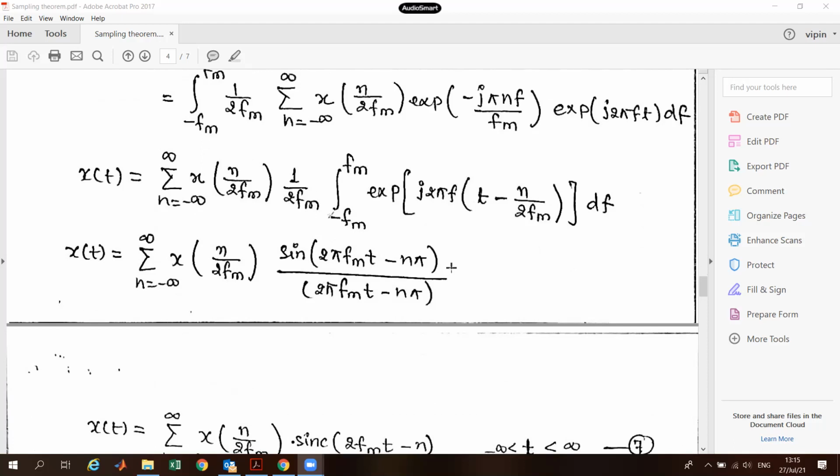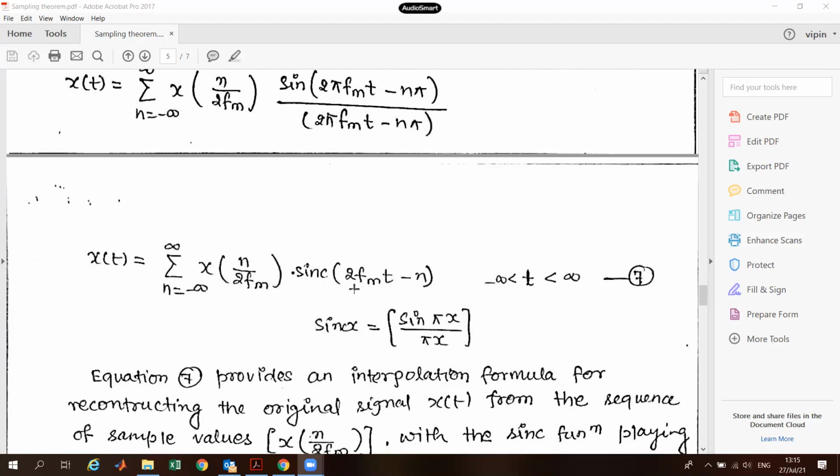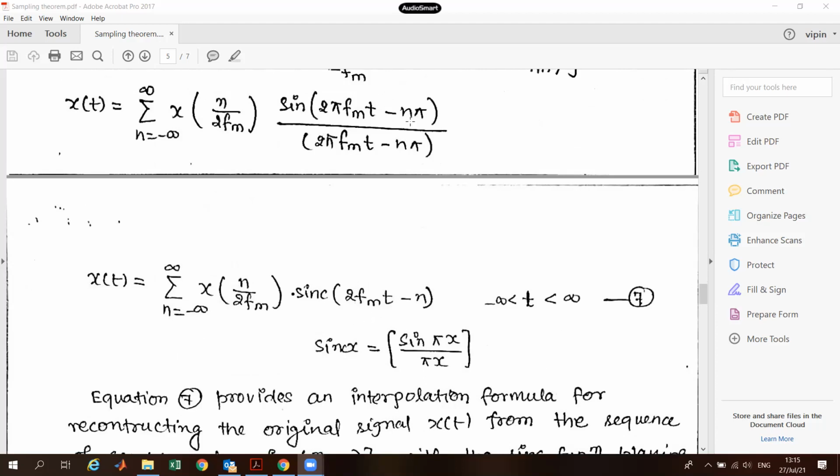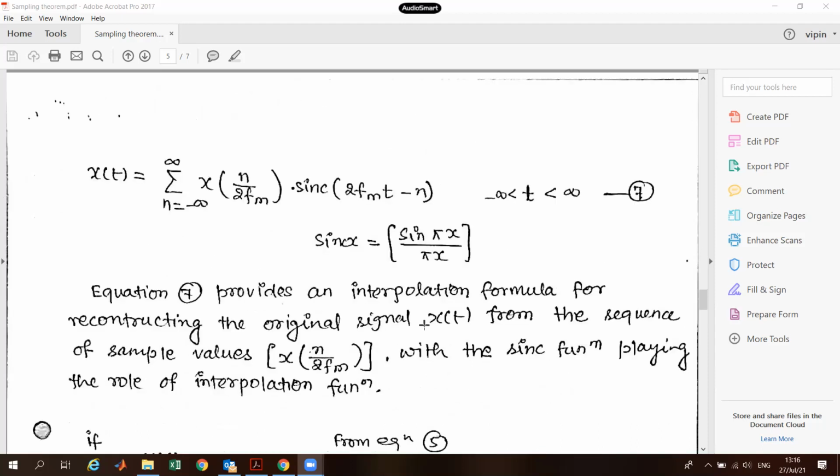Now sin(2 pi fm t minus n pi) divided by (2 pi fm t minus n pi). If you remember, this is equal to a sinc function where the angle and the denominator are the same. Then we can write it as sinc(2 pi fm t). Sorry, pi is missing here, so it will be sinc with pi must be here. Or you can cancel the pi if you want, and take the sine outside. Or you can represent it directly like this using the pi here. So it's up to you.